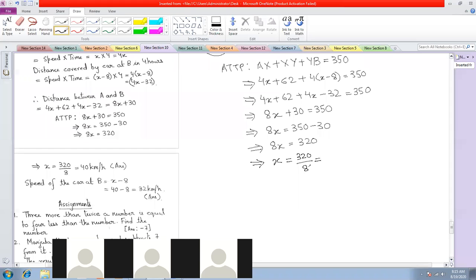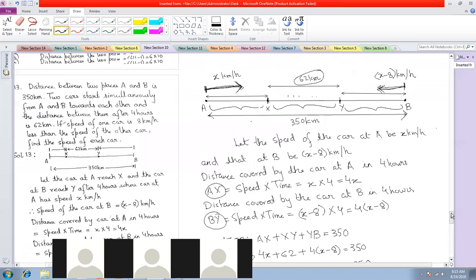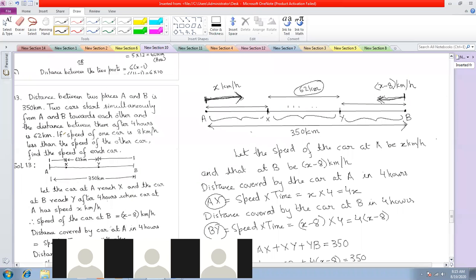So if you cancel this, we're getting x is equal to 40 kilometer per hour, because we had taken x as the speed of the car at A. Okay. So one speed I have found.